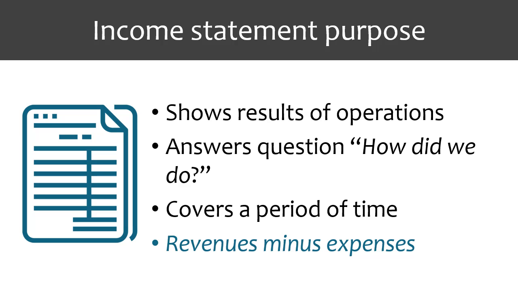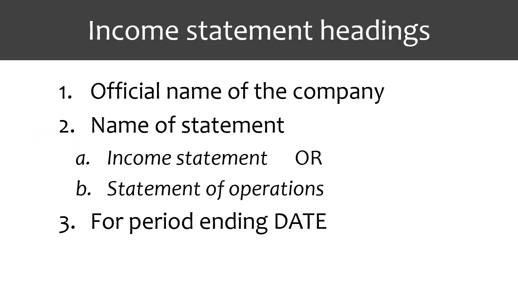The basic equation for the income statement is revenues minus expenses. The income statement starts with headings or titles. The first line is always the official full name of the company. The next line is the phrase income statement or statement of operations. Both of these phrases refer to the same financial statement.